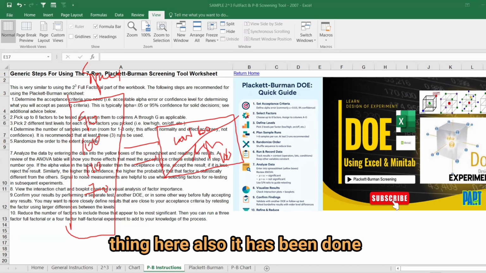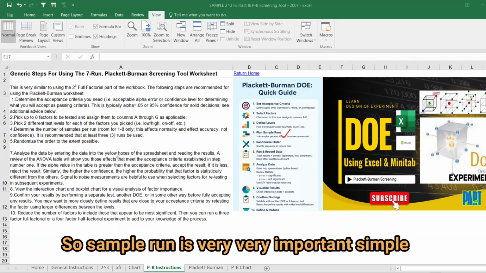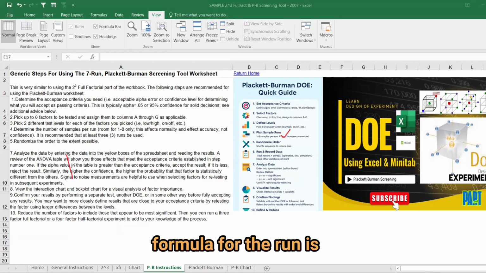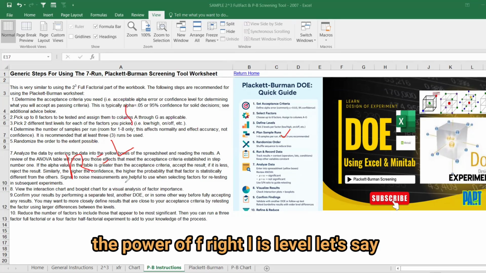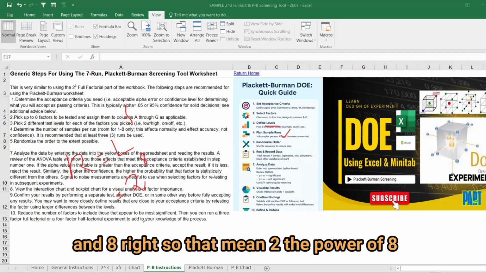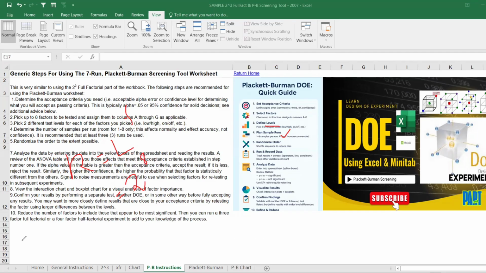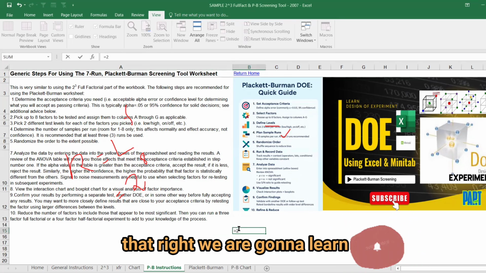The same thing here also has been done. So the sample run is very, very important. The simple formula for the run, as we recalled in the previous one, is L to the power of F, right? L is level. Now we learn the level is 2, binary, and F is 8, right? So that means 2 to the power of 8. Practically, sometimes it is not possible to do that, right? We are going to learn that as well.